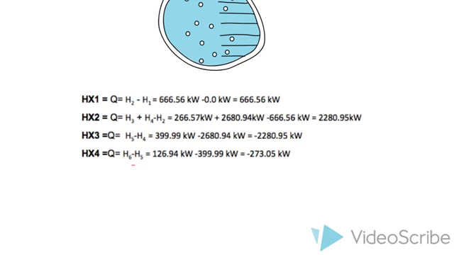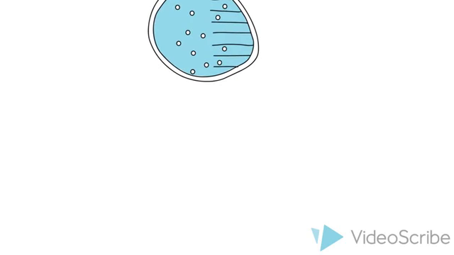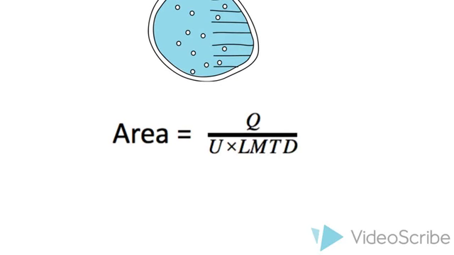We then used these heat duties and information provided about the heat transfer coefficients of each heat exchanger to determine their respective areas using this simple equation. Area equals heat duty over the heat transfer coefficient times the log mean temperature difference.